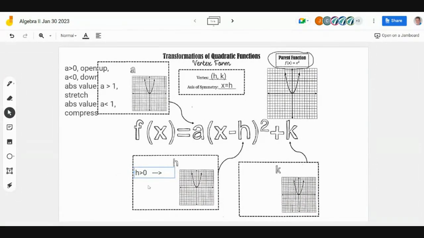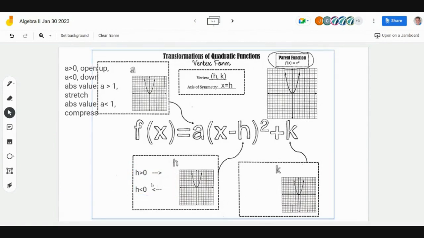If H is greater than 0, it moves it to the right. If H is less than 0, it's going to move it to the left. So when you have X minus H, if the H is greater than 0, it's going to move it to the right.